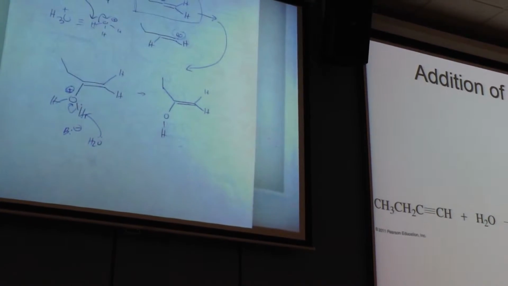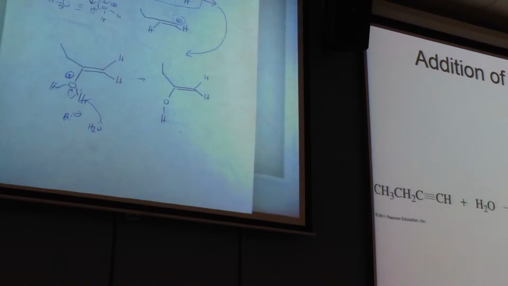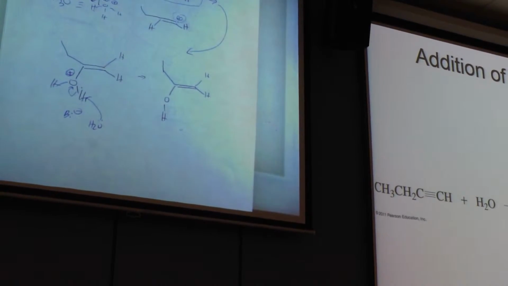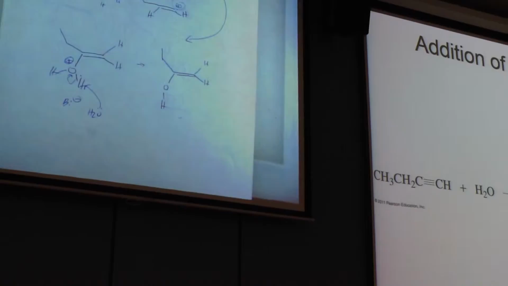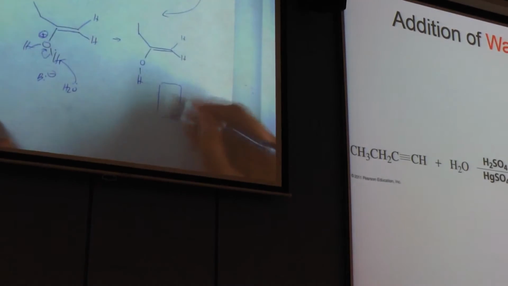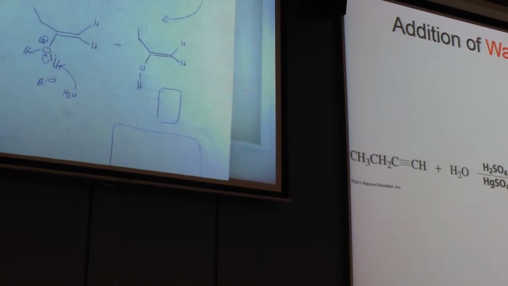Yes. It's because it's not stable. Actually, it's stable enough to go back. It's not that it's not stable, it never forms. It forms. It's just, once it forms, there's another reaction that takes place here. You put arrows, and you form something else. You form something more stable.